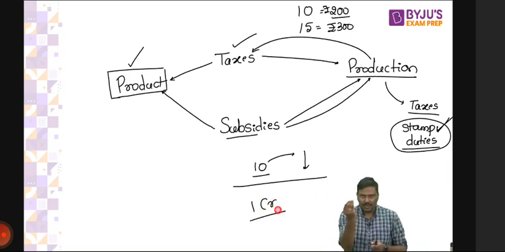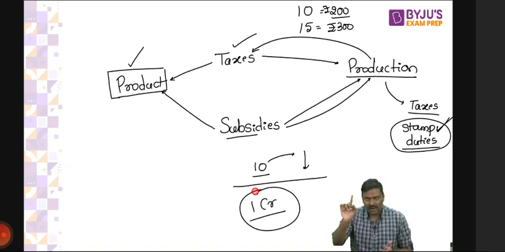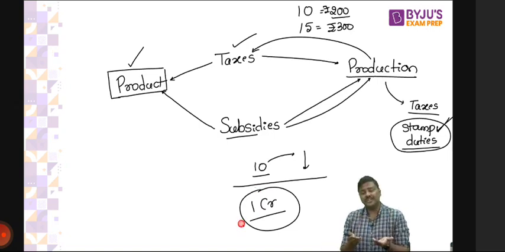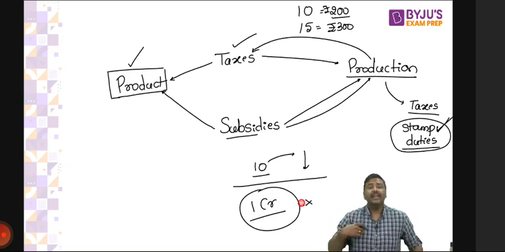A simple question to all of you. The amount of subsidy that you have received here, 1 crore rupees, do you think that is connected to how many goods you're going to produce? Absolutely no. It is independent. I repeat, it is independent of volume of production.